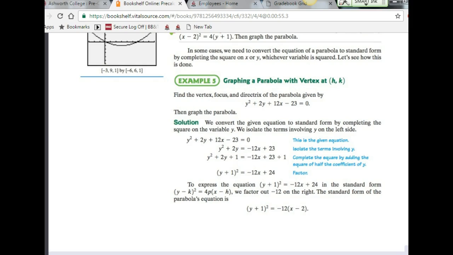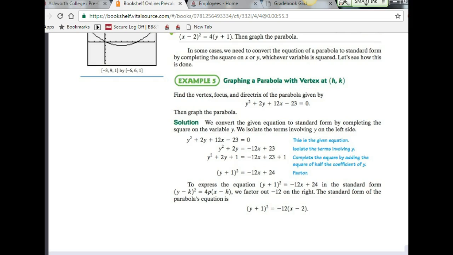Now, as we begin to work on this, we're going to take this general equation and just recopy it. We're going to get the y's together, which is just this part. Anything else, which is this and this, gets moved over to this side. So the 12x becomes negative 12x, and the negative 23 becomes plus 23, because we're moving it over the equal sign to the other side.